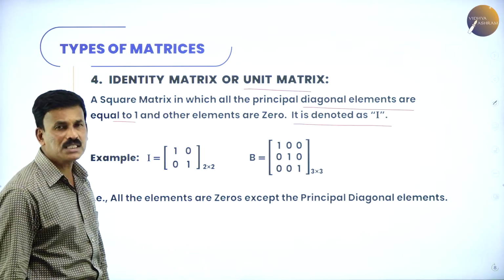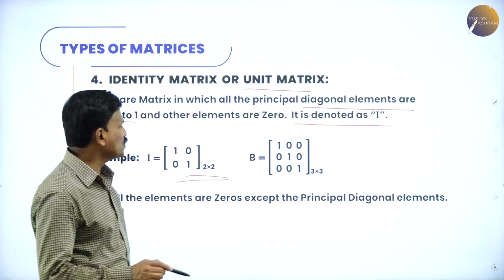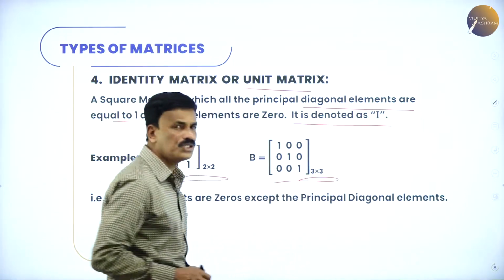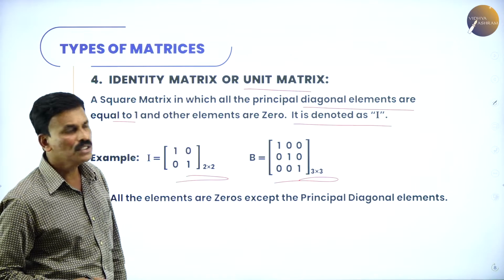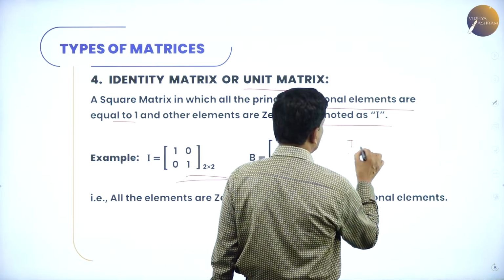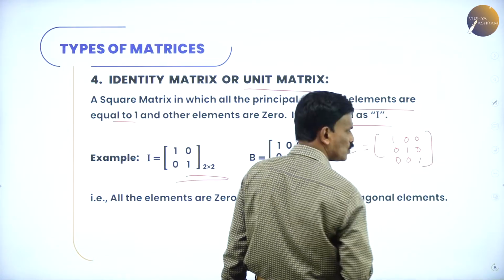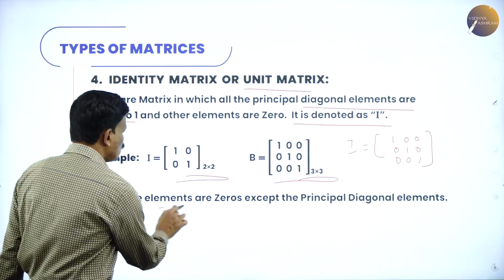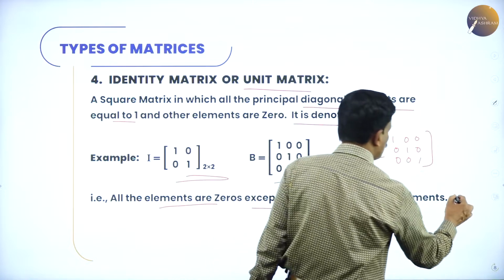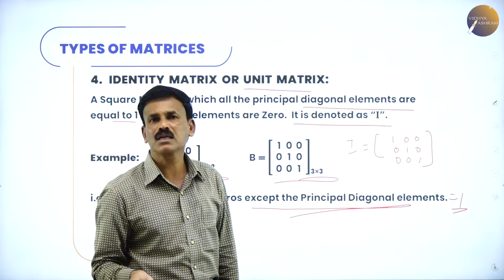Example for an identity matrix is 1 0 0 1, an example for a 2 rows 2 column identity matrix. 1 0 0 0 1 0 0 0 1 is an example for an identity matrix of order 3 rows and 3 column. So, an identity matrix is denoted as capital I. This is also an example for an identity matrix, 1 0 0 0 1 0 0 0 1. All the elements are zeros except the principal diagonal elements, and the principal diagonal elements are equal to 1. That is called an identity matrix denoted as capital I.